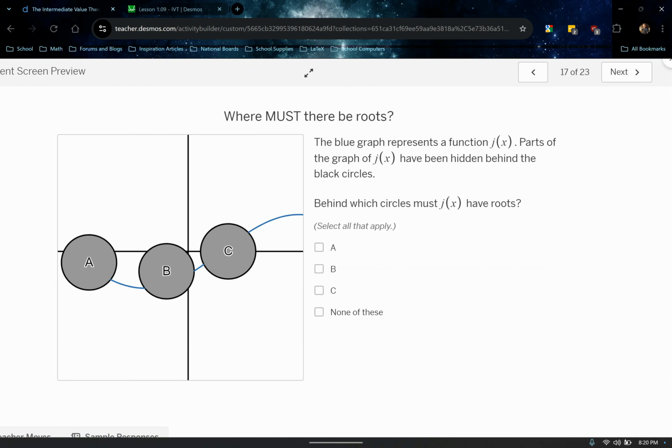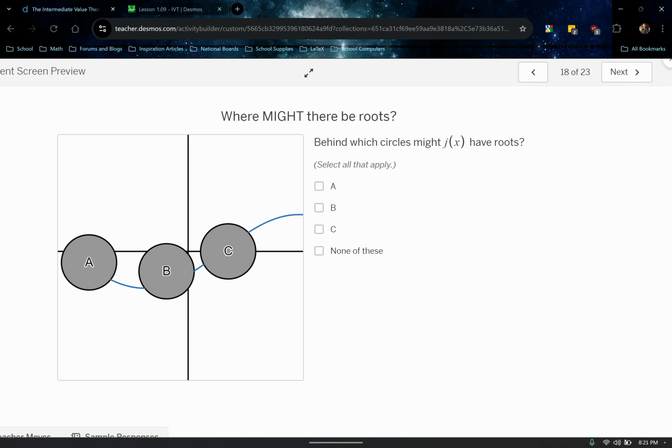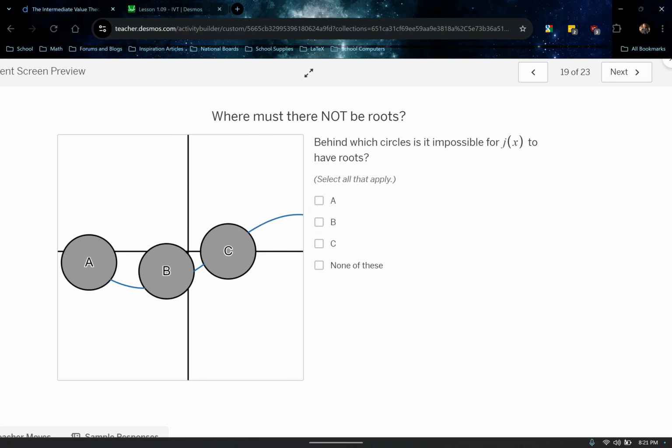Okay, last time. Blue graph, function j of x. Let's go ahead and check this one. Behind which circles must j of x have roots? As we look at this one, I think C almost certainly, right? Because we're negative y values then positive, so C has to have them. Okay, and then we say, where might there be roots? B could bounce up, then come back down, and A, I think A and B both could have some. And it is impossible, I'd say none of these.